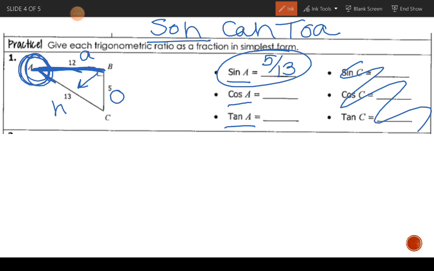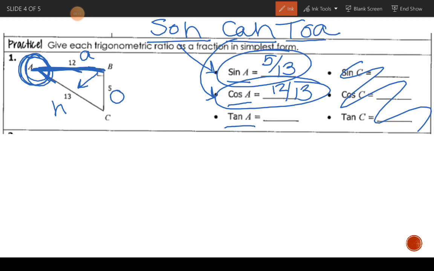Okay. Ca helps us find our cosine. So sine helps us find our sine. Ca is going to help us find our cosine. So the cosine is adjacent over hypotenuse. Our adjacent side is 12. Our hypotenuse is 13. So cosine of A is going to be equal to 12 over 13.